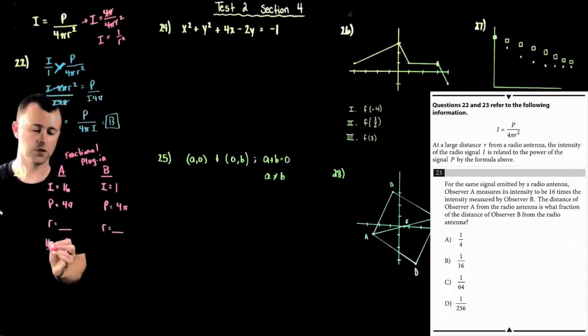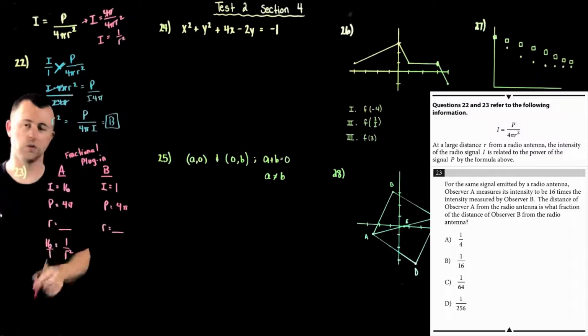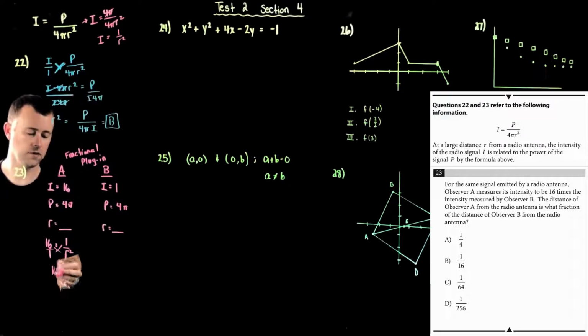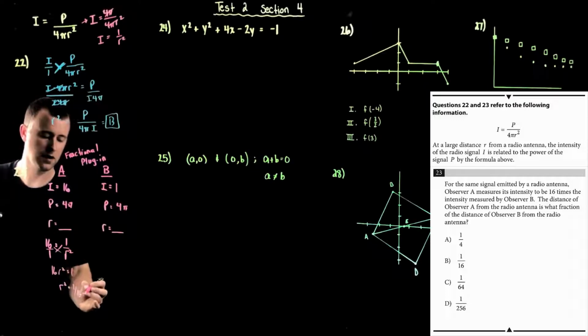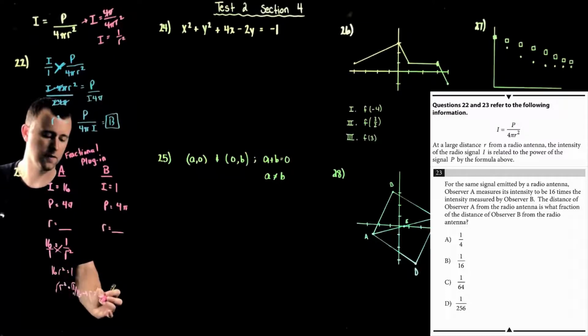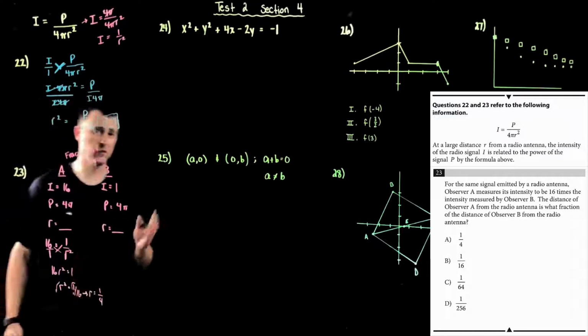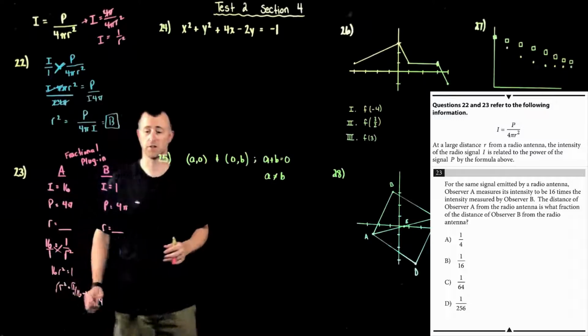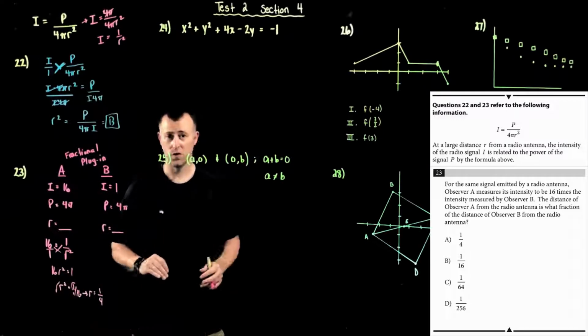Hey, look, another proportion. I'm going to cross product here. I'm going to put a 1 under the 16 to make a proportion. So I get 16r squared equals 1. Therefore, r squared, if you divide by 16, is 1/16. And r, if you square root both sides, becomes 1/4. Technically, it's plus or minus 1/4, but it's a distance, so it's going to be positive. So I have a distance of 1/4 for r.